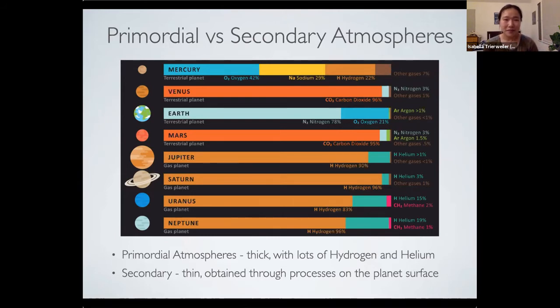So as we're thinking about atmospheres, we can just remember that the first set that we get that we really work with is the primordial ones, and the secondary will come later when we think about each planet sort of individually.